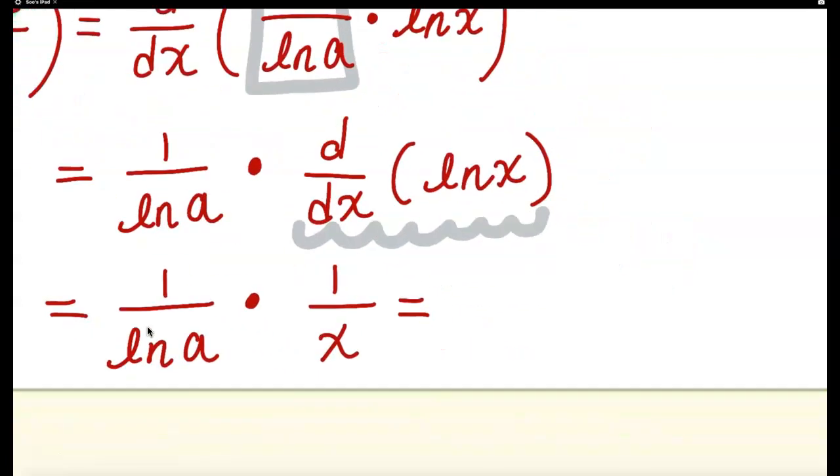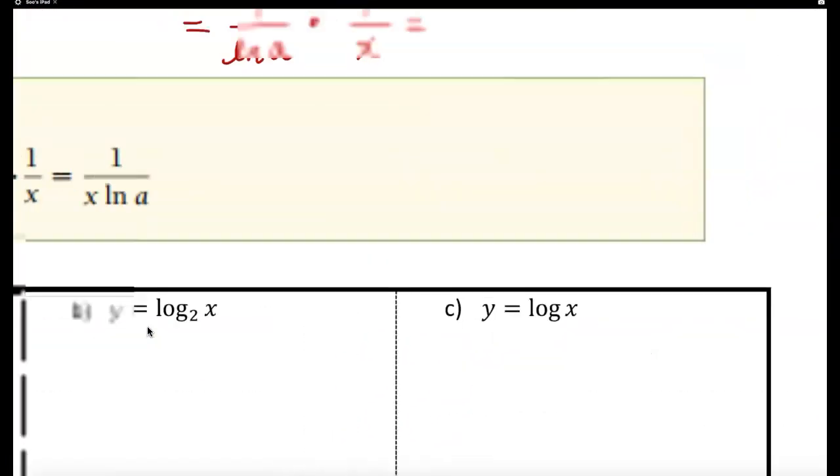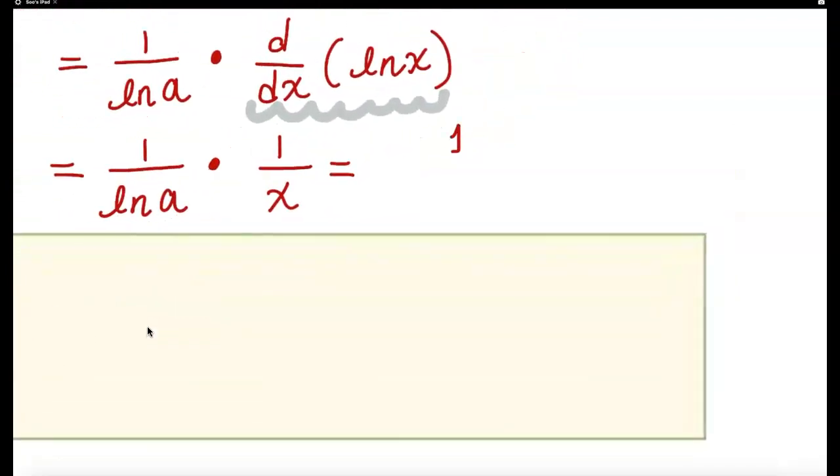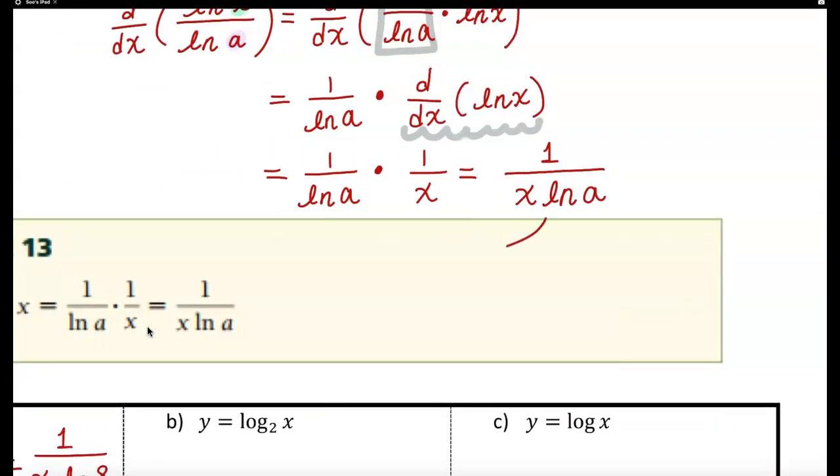So if I multiply these two fractions together, I will have 1 times 1 is 1. And I'll put this x in front of natural log of a, okay? Just the order of multiplication. It doesn't matter. So I'll put the x first. And that's getting multiplied by natural log of a. And if you take a look, isn't that the exact same thing they have for theorem number 13 there, right?